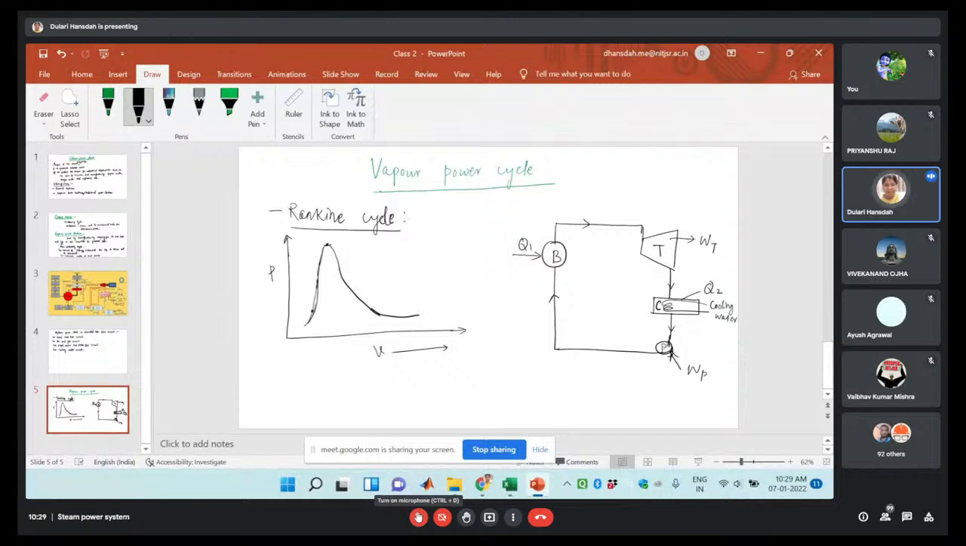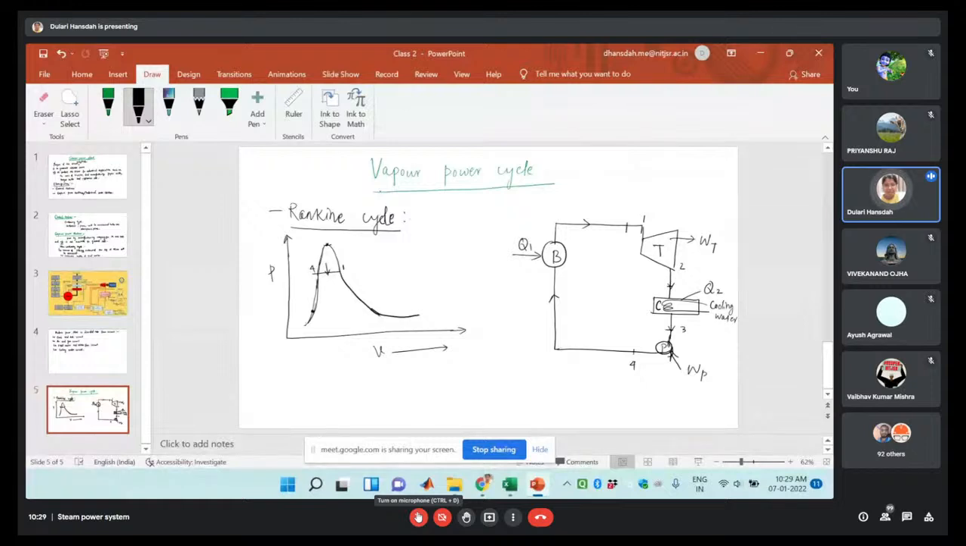This is your steam, the boiler component. Let us give the names. Here it is 1, 2. This is the turbine case. Then 2 to 3 is your condenser case. Then 3 to 4 is your pump. Then 4 to 1 is your boiler. So here it is 4 and it is your 1.